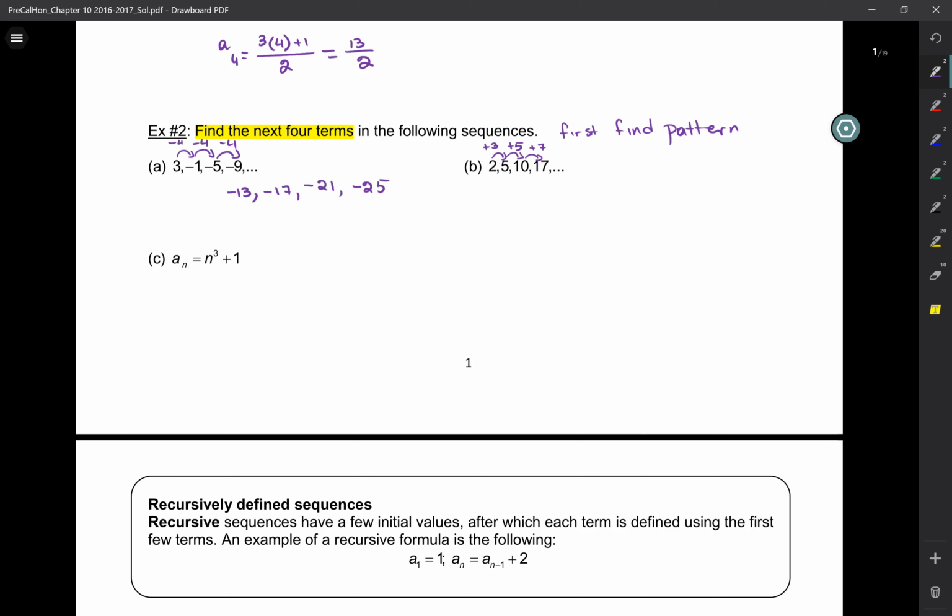So next, I'm going to have to add 9, and then whatever I get, I have to add 11, and whatever I get, I have to add 13, and I have to add 17. So 17 plus 9, that would give me 26, and then the next step would give me 37, 50, 67. So those are the next numbers in the pattern.